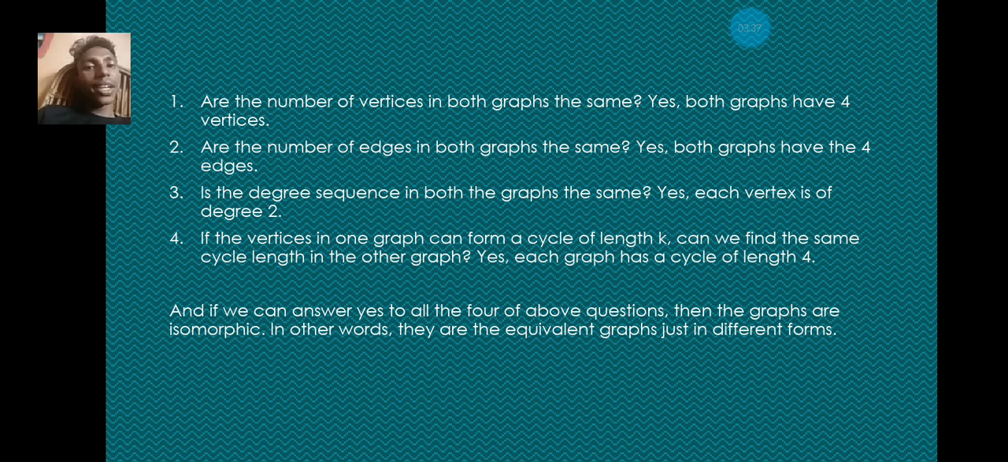If a vertex in one graph can form a cycle of length k, can we find the same cycle length in the other graph? Yes, each graph has a cycle of length 4. If we can answer yes to all four of the above questions, then the graphs are isomorphic. In other words, they are equivalent graphs, just in different forms.